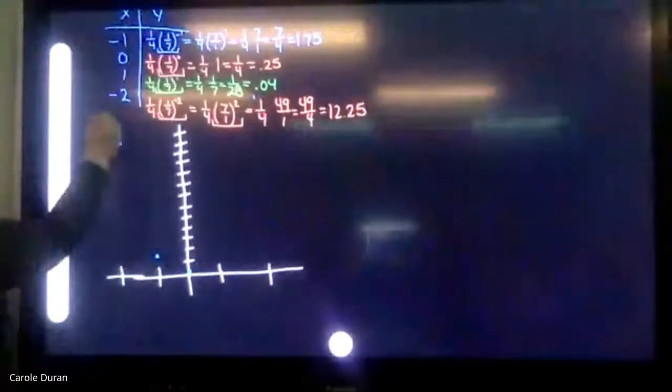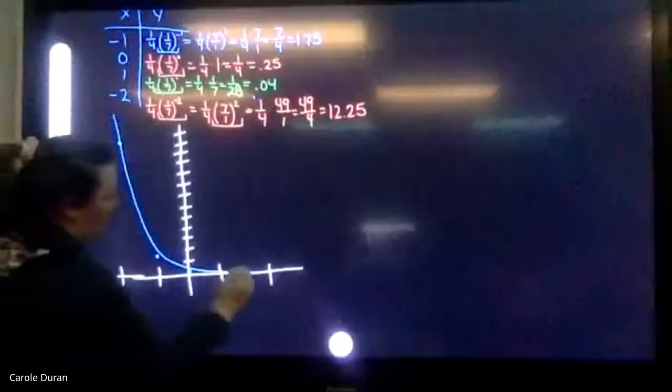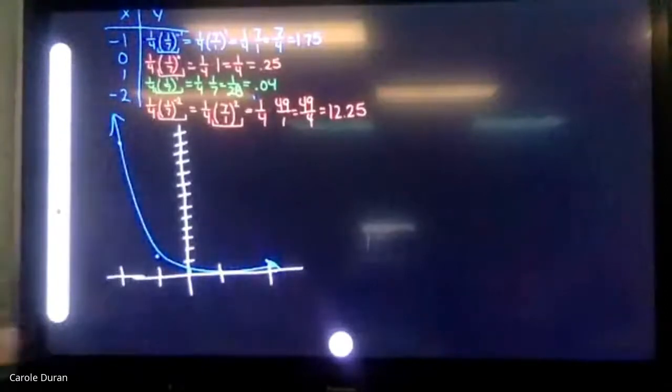5 minutes, not too bad. Okay, so we have our 4 points. We have to draw our curve, and then we are finished. Questions, concerns, or issues with that one?